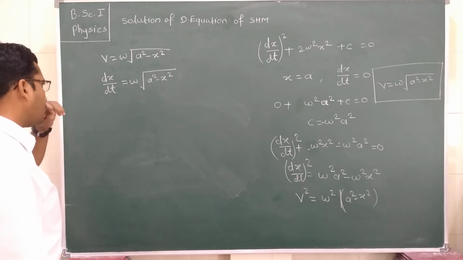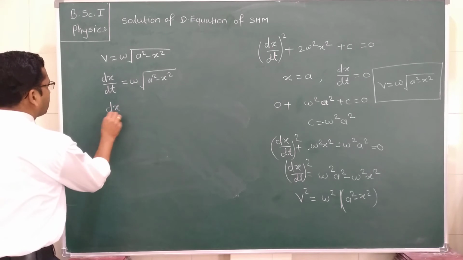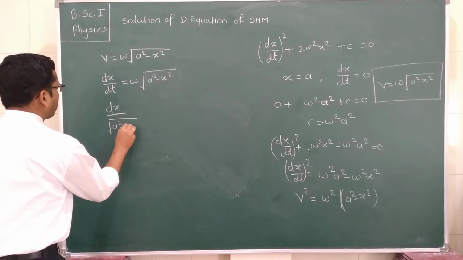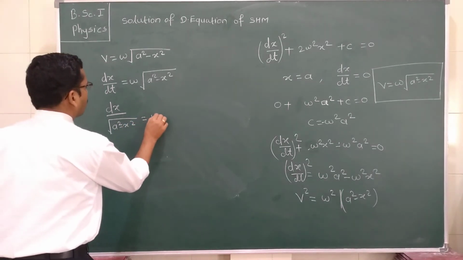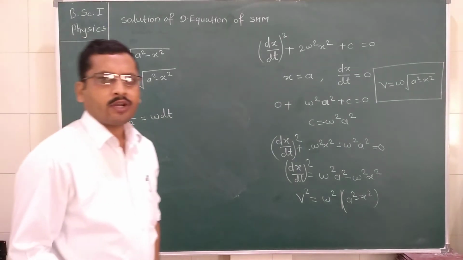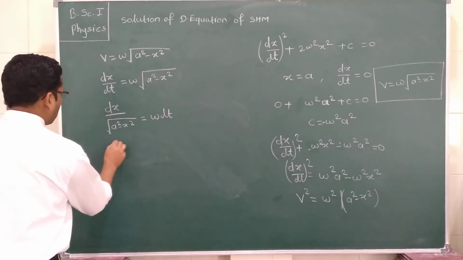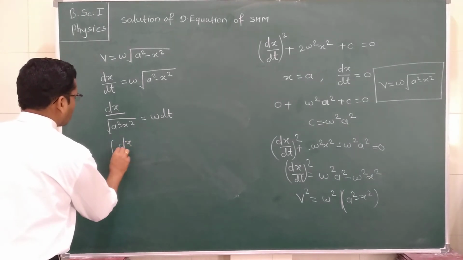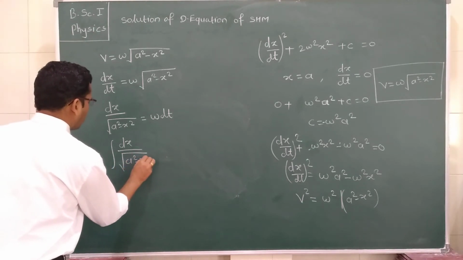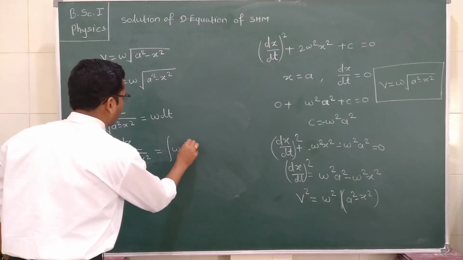Now we separate these terms. After separating the terms, we write dx divided by root of a square minus x square is equal to omega multiplied by dt. After this, we are going to integrate this equation. So the integration is dx upon under root a square minus x square is equal to the integration of omega into dt.